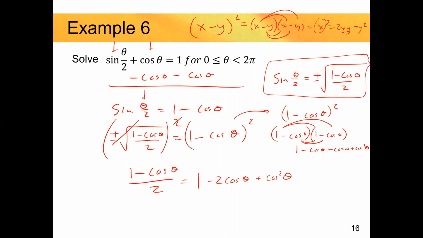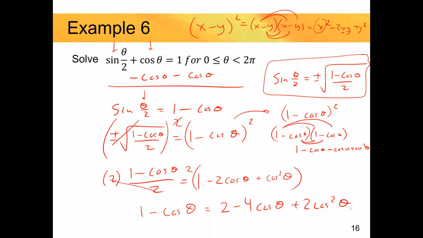So. Can you multiply by 2? Multiply by 2? I think I'm going to do that, yeah. Let's multiply by 2. Just do the whole thing. That kind of sucks. 1 minus cosine theta is equal to 2 minus 4 cosine theta plus 2 cosine squared theta. These got complicated really quick here, huh? I like 6.1 a lot better now.